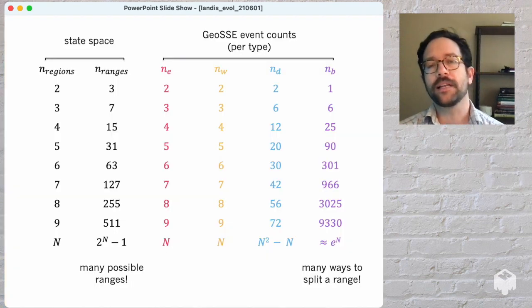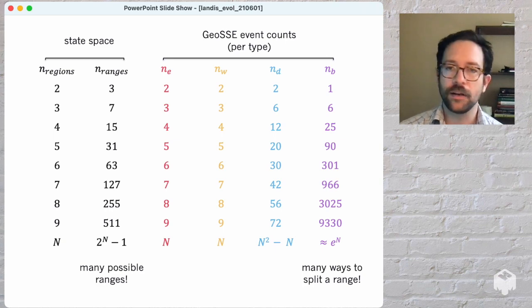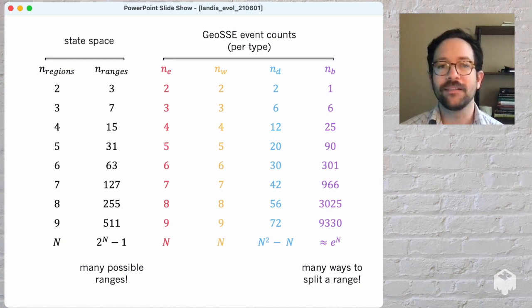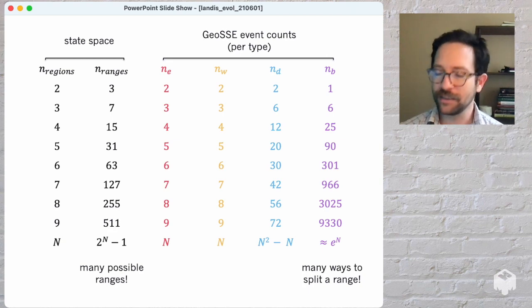And part of what becomes complicated about the problem is that as the number of regions increases on the left column there, up towards the number n, the number of ranges explodes with the number 2 to the n. And many of the model parameters under a simple GeoSSE parameterization also increase, not just on the order of n, but say on the order of n squared for dispersal in blue, or on the order of e to the n for between-region speciation events. And this is largely because there are so many distinct ways you can split a range, and there are quite a large number of ranges indeed.